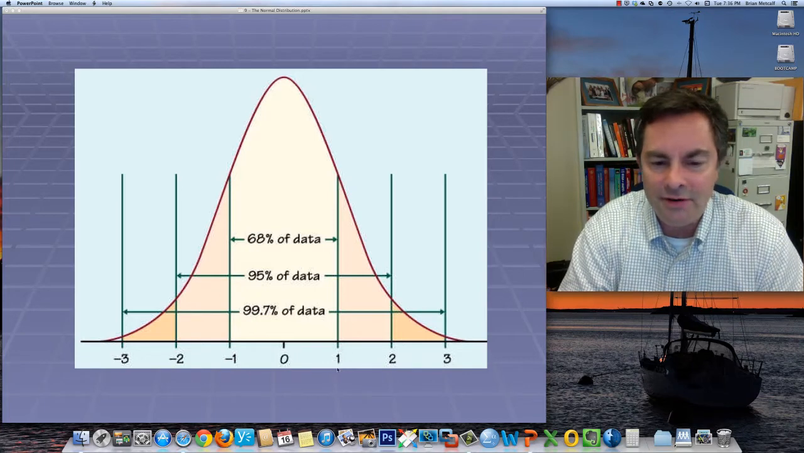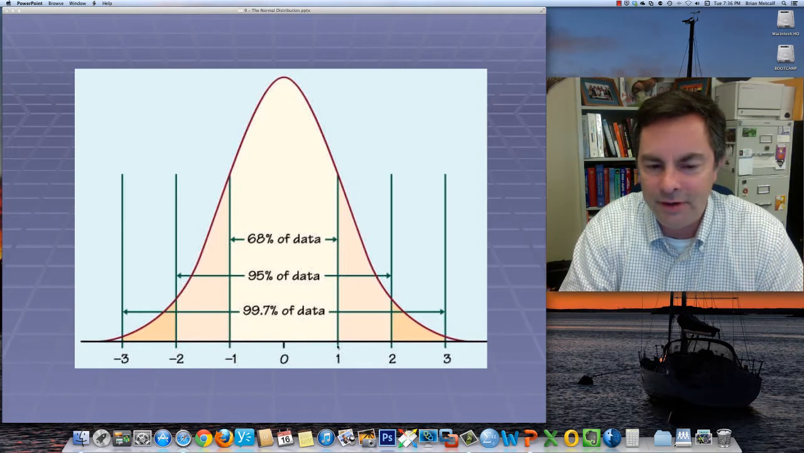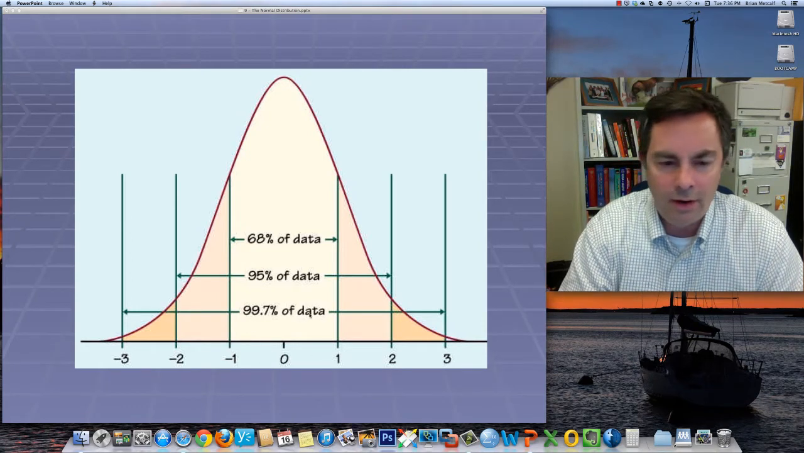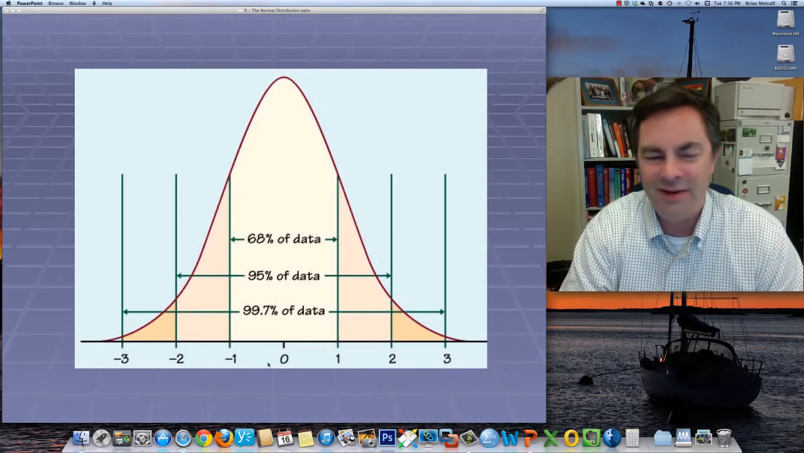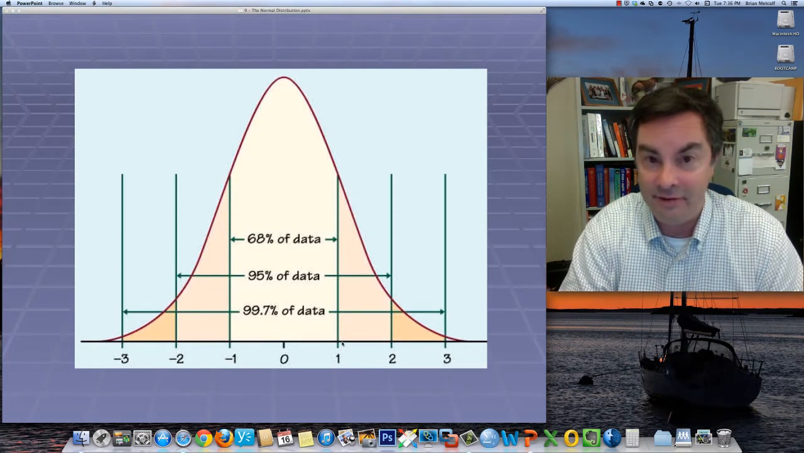So this would be 115 here. 100 minus 15 is 85, right? So if you have an IQ somewhere between 85 and 115, you are in that category of most. Approximately 68% of the population has an IQ between 85 and 115.